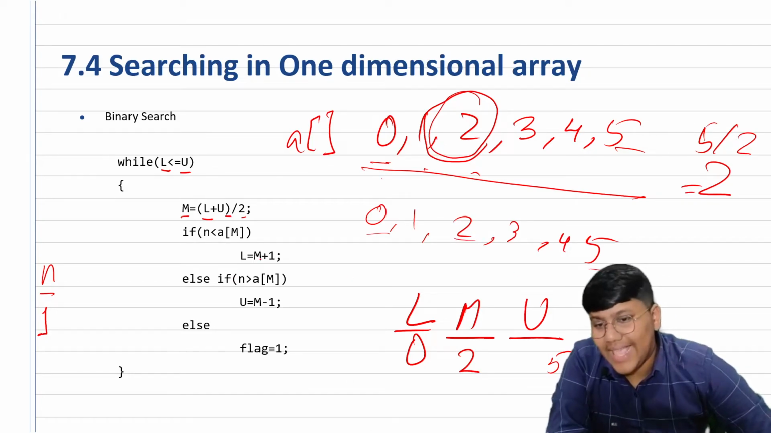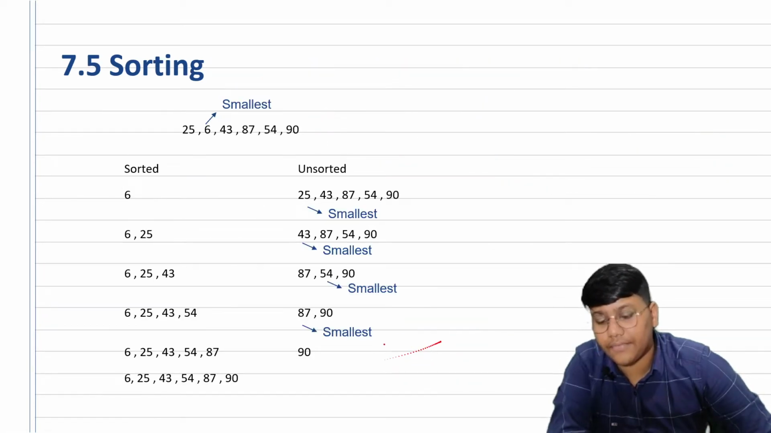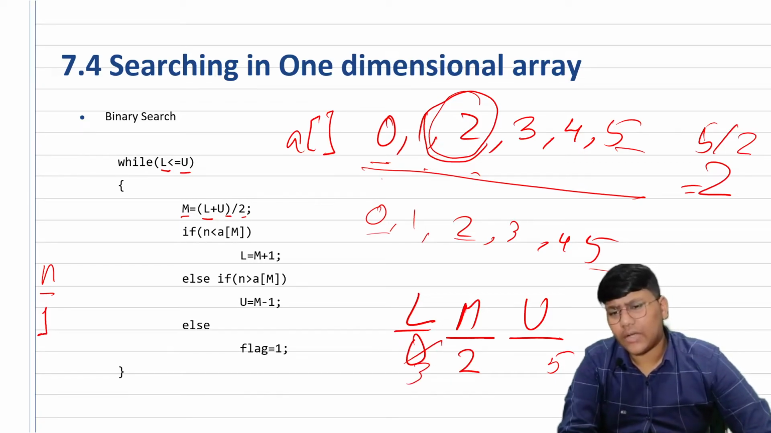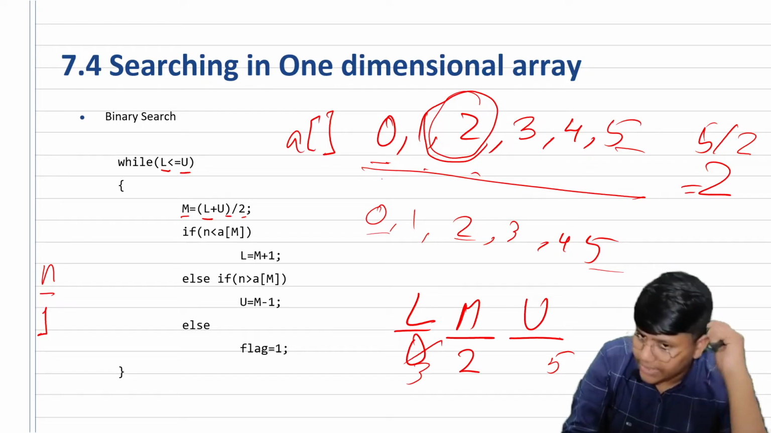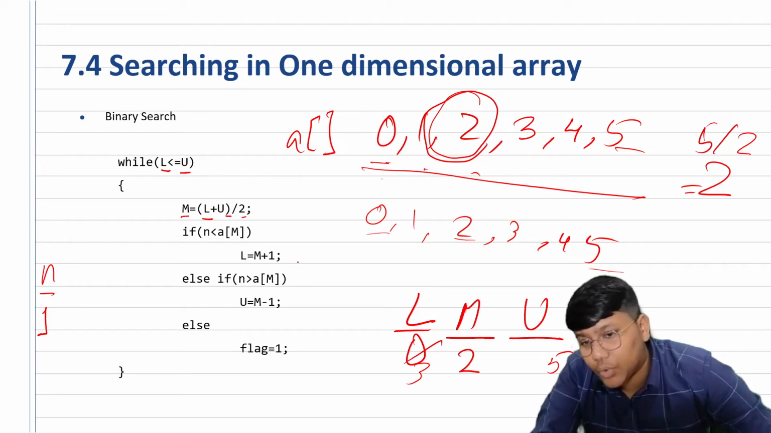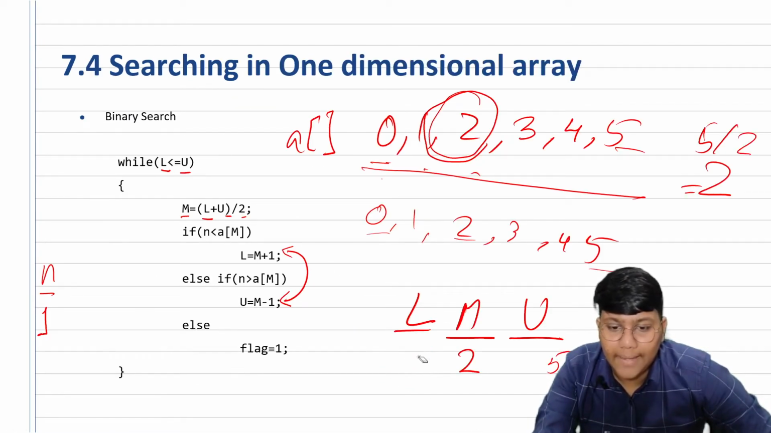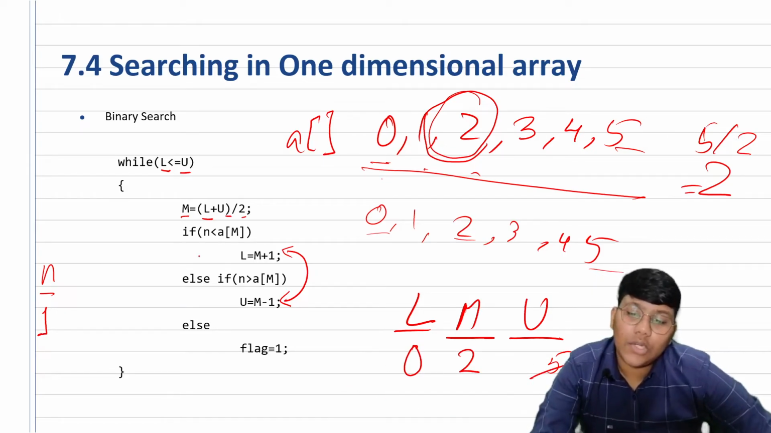Now L equal to m plus 1. L will become, if n is smaller than a, so it will become 3. Now L equal to m plus 1, lower limit 3. Sorry, this is an error. These both will be interchanged. Okay, now U equal to m minus 1. U equal to m minus 1. M will become 1.